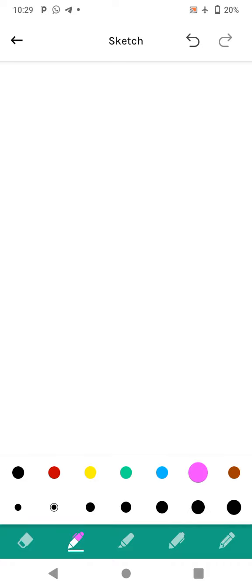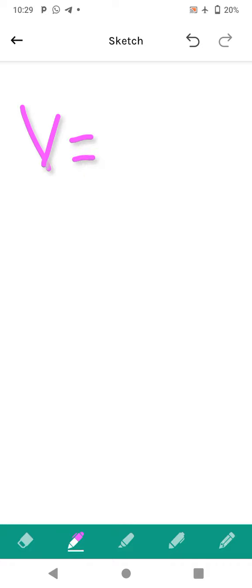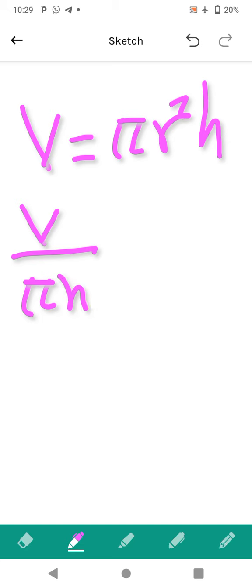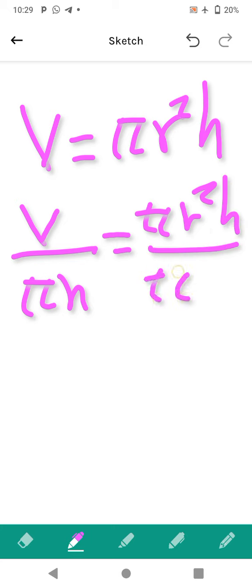Let's have another one, like our familiar formula, talking about the volume of a cylinder, which is pi r squared h. If we are to make r subject of the formula, first of all, we will divide both sides by what is holding r, which is pi and h. Okay, divide both sides by pi and h.